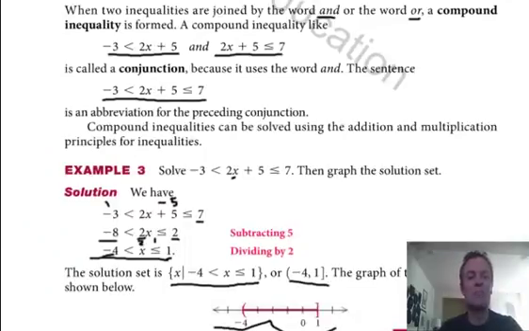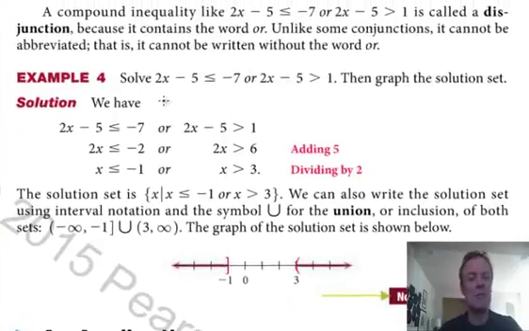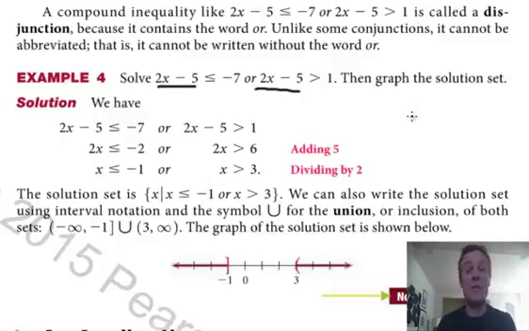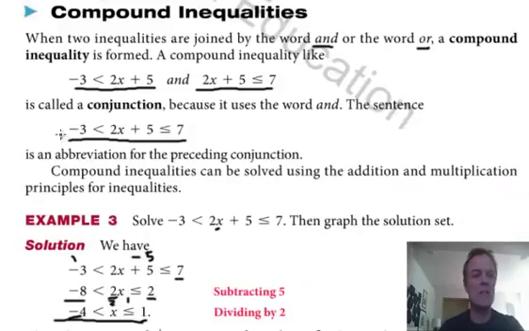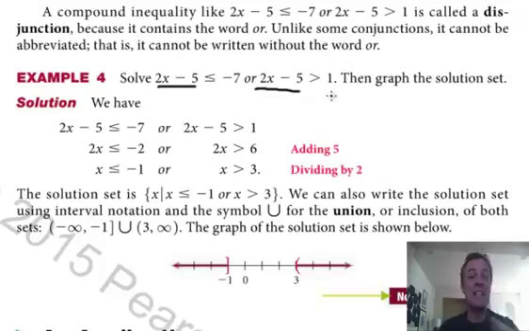Let's have a look at an "or". Now again, this is using the same equation, 2x minus 5. If there were different equations, just solve them separately. Now I can't put this together as an "or", it's like I've got two separate things. So unlike the "and", where I can write it as one thing and solve individually, I've got to solve these individually.